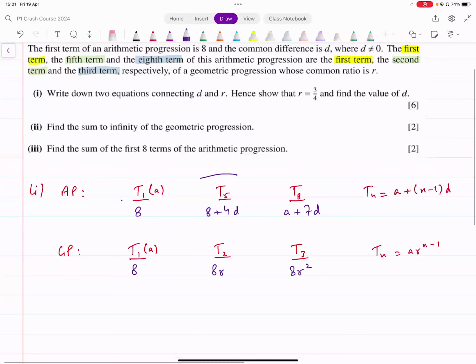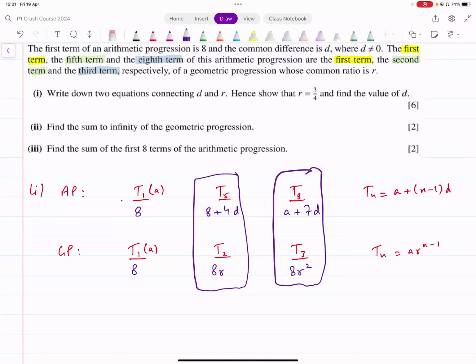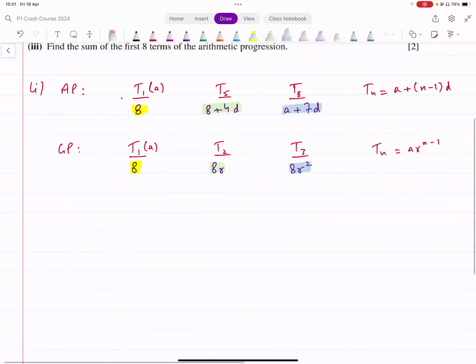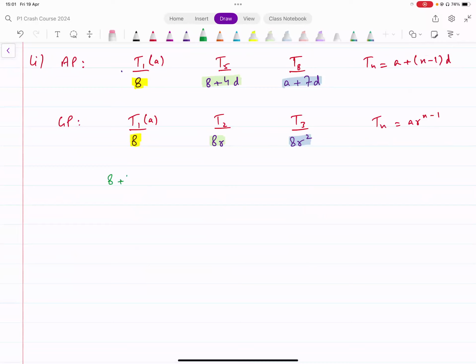They are saying the fifth term of the AP and the second term of the GP are supposed to be the same. The eighth term of the AP and the third term of the GP are supposed to be the same. And the first term is supposed to be the same. Now, the first term does not give us anything interesting. Basically, 8 equals 8. That's okay. But then we know the fifth term is supposed to be the same as the second term of the GP. And similarly, a plus 7d is supposed to be equal to 8r squared. We get two equations from that. We have 8 plus 4 times d equals 8r, equating these two.